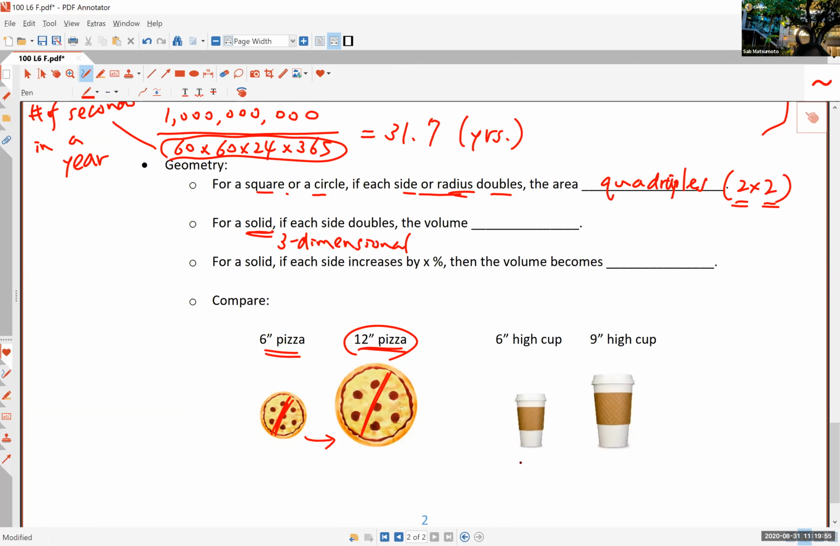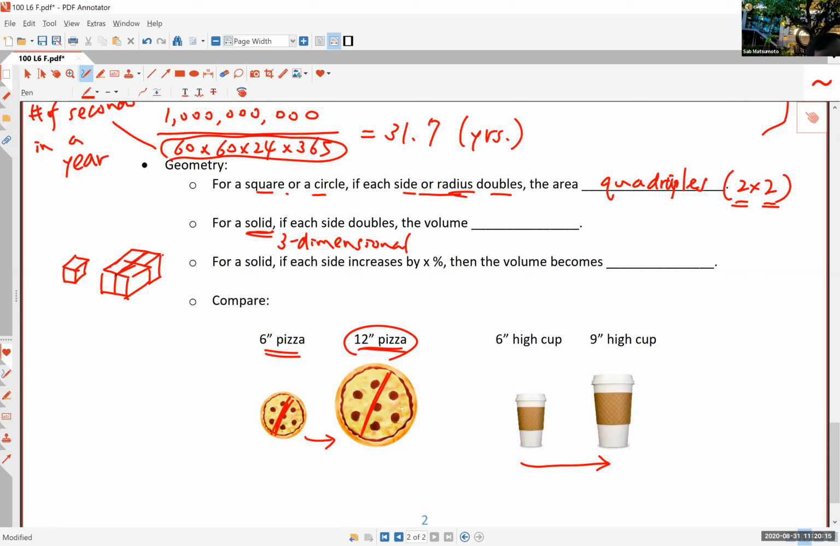All right, so when you're talking about three-dimensional things, you're talking about the volume. If each side doubles, think about this. Here's one little cube. And if each side doubles, what you're talking about is basically having two here and another one back here like this.